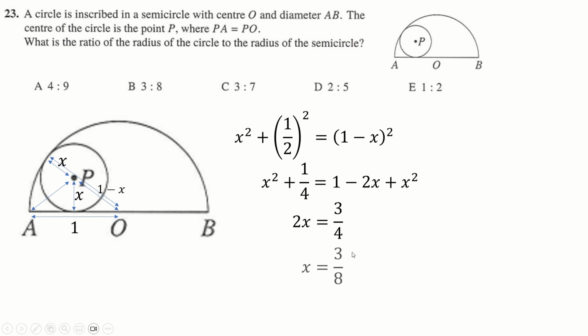You get x is 3/8, which means the answer is 3/8 to 1, which is the ratio of the length of the big semicircle that I made up. Of course, times both by 8, you get the ratio of 3 to 8.